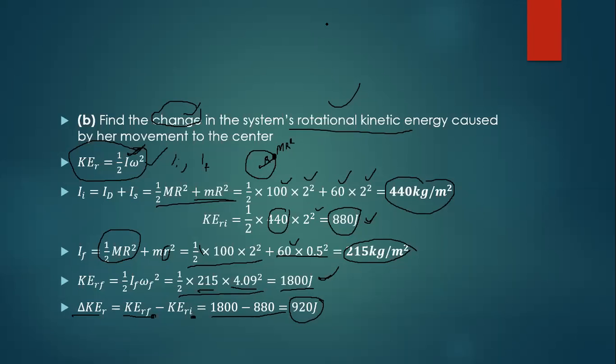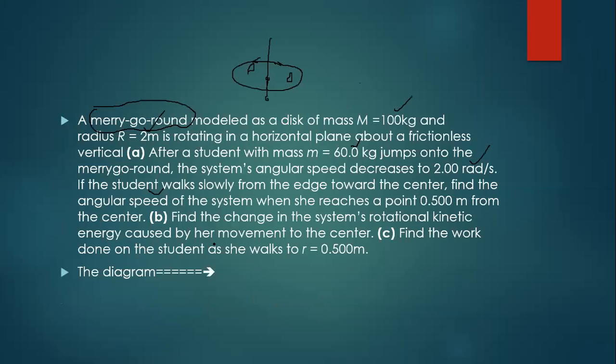The radius for herself, was it mentioned in the question? Yes, it was mentioned, for finding the moment of inertia. The radius for the student changed when she moved closer to the center. The radius changed, and it was mentioned in the question, when she reached a point 0.5 meters from the center.